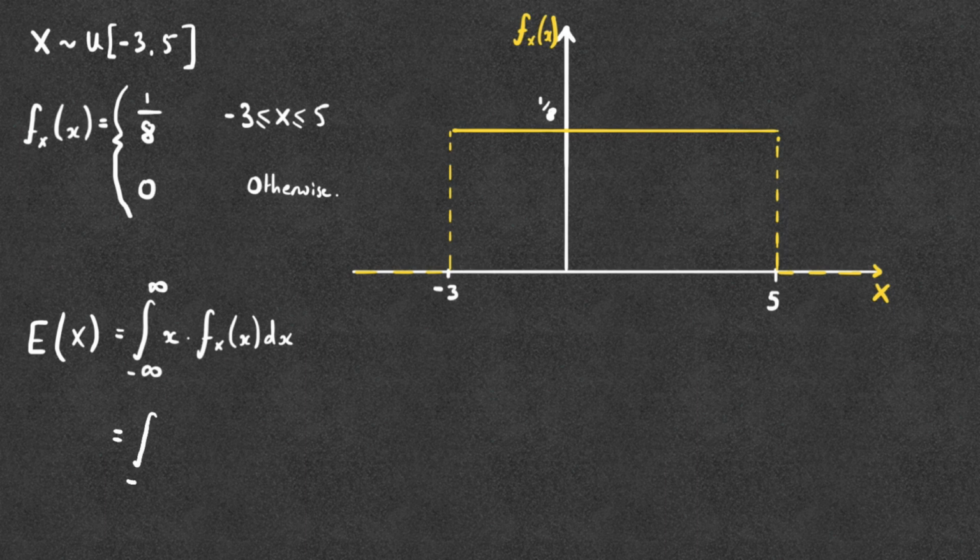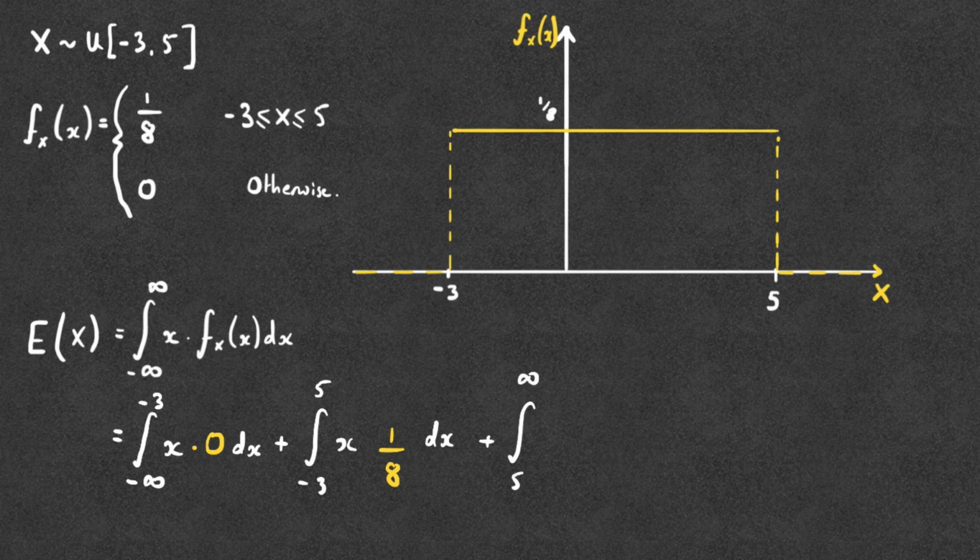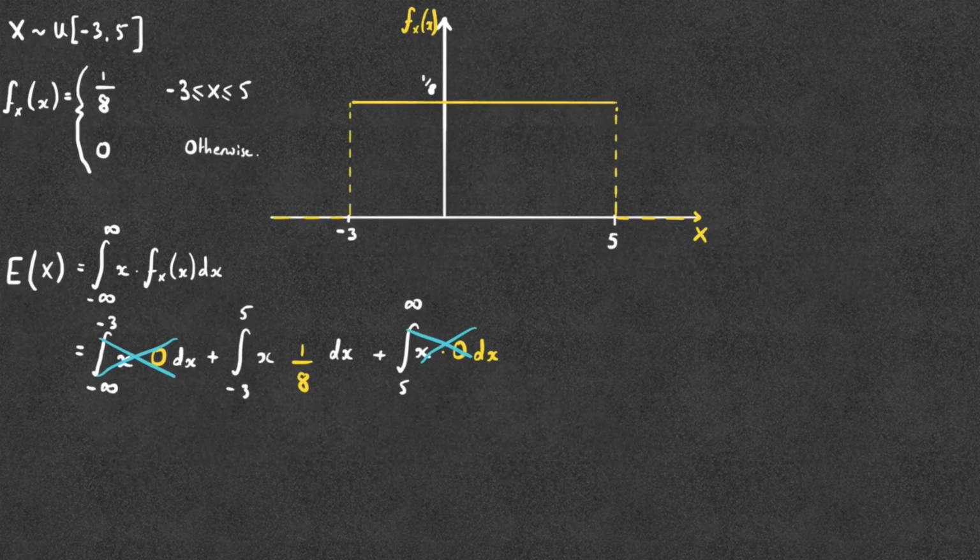Firstly, between -infinity and -3 of x times the probability density function, but the probability density function is just 0 between -infinity and -3. Then we've also got the integral between -3 and 5 of x times our probability density function, which is just 1/8. And then we've also got the integral between 5 and infinity of x, once again times 0. Now the first and the final terms just vanish because we've got the integral of 0, and we're just left with the integral between -3 and 5 of x/8 dx.